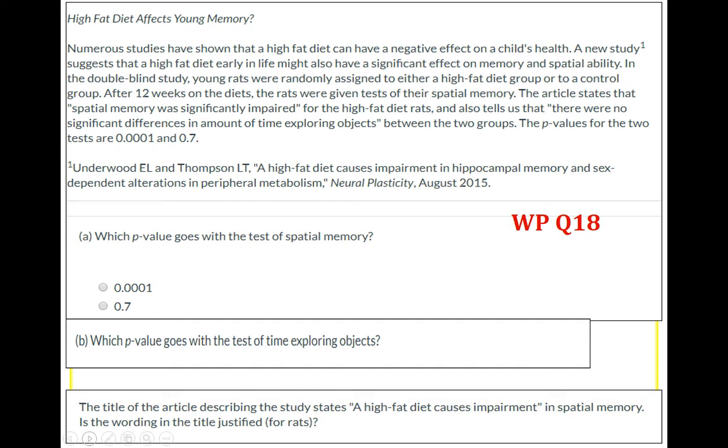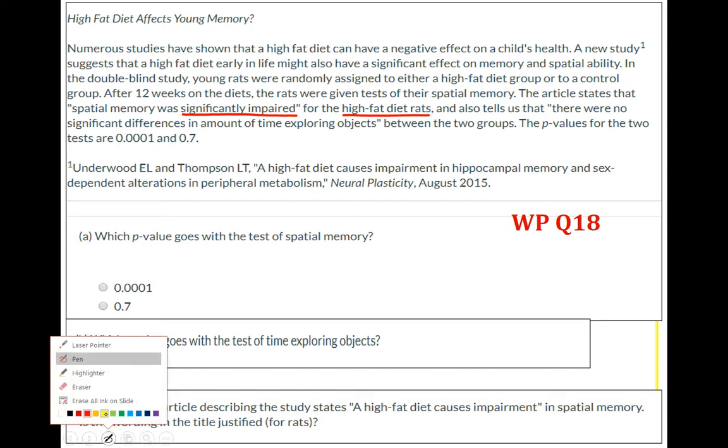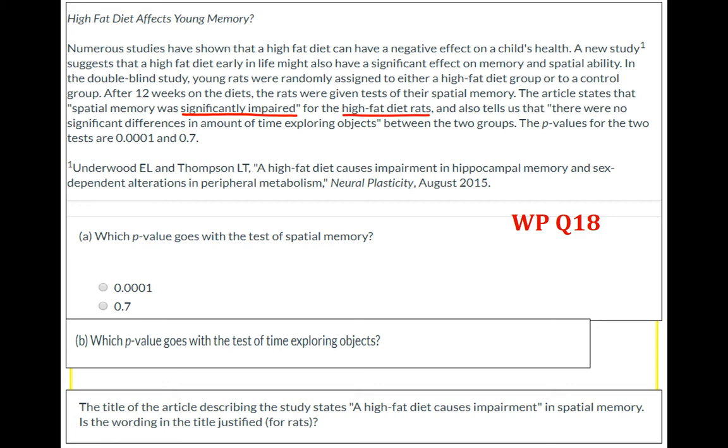After 12 weeks on the diet, the rats were given tests of their spatial memory, and the article states that the spatial memory was significantly impaired. Significantly impaired. That's a big-time statement right there. For the high-fat diet rats, okay? So the ones who got a high-fat diet, there were significant results. It also tells us that there were no significant differences in the amount of time exploring objects between the two groups.